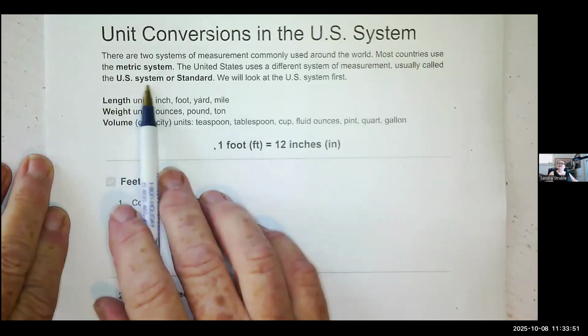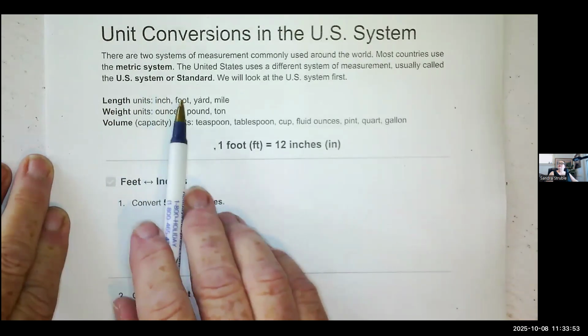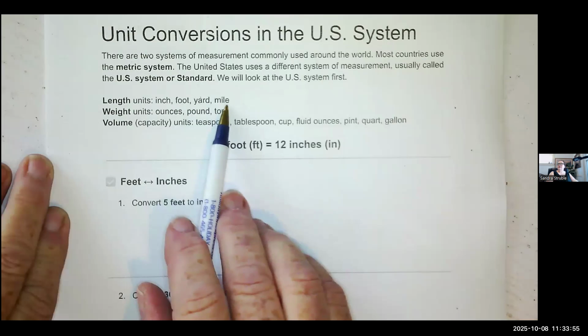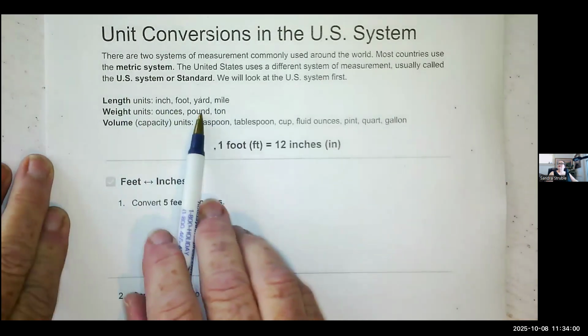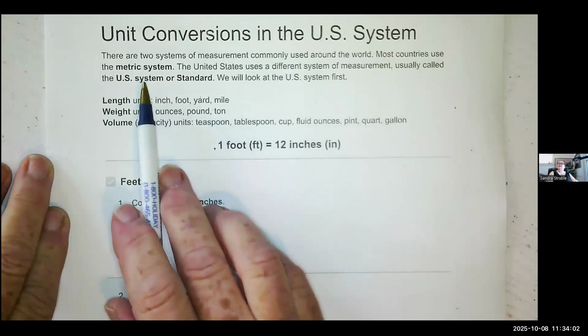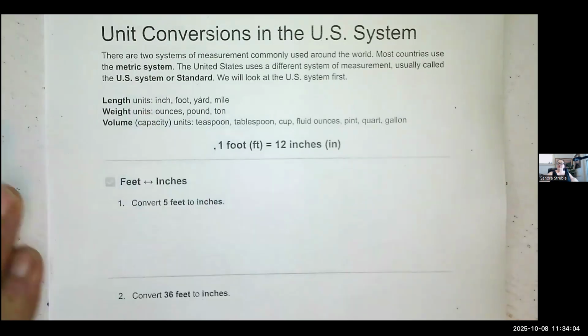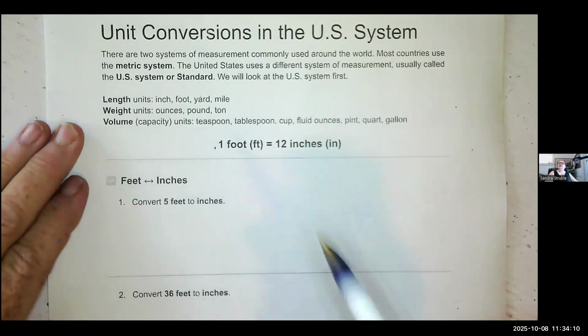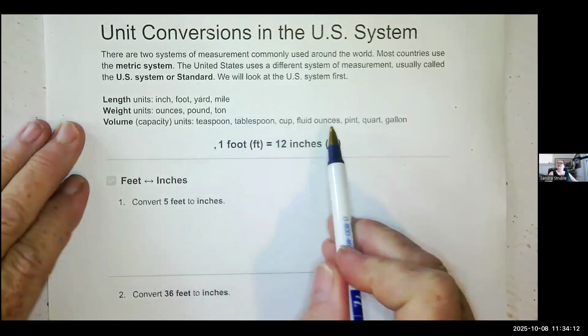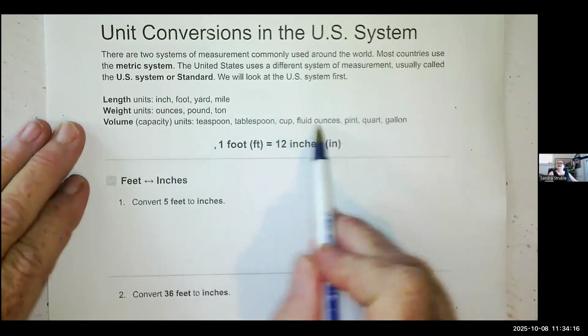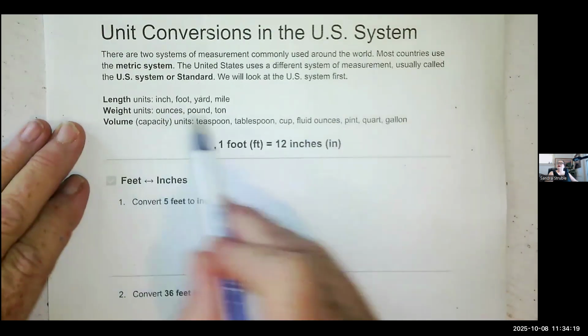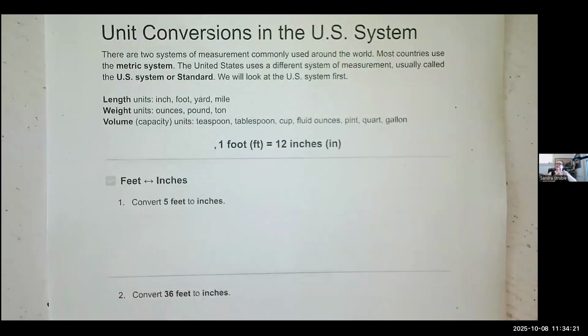Length in the US system is measured in inches, feet, yards, and miles. Weight in the US system is measured in ounces, pounds, and tons. And volume, which is how much my cup will hold, and this is capacity units, are teaspoon, tablespoon, cup, fluid ounces, pint, quart, and gallon. Fluid ounces are not the same thing as ounces. These have to do with weight. These have to do with what you can fill up.